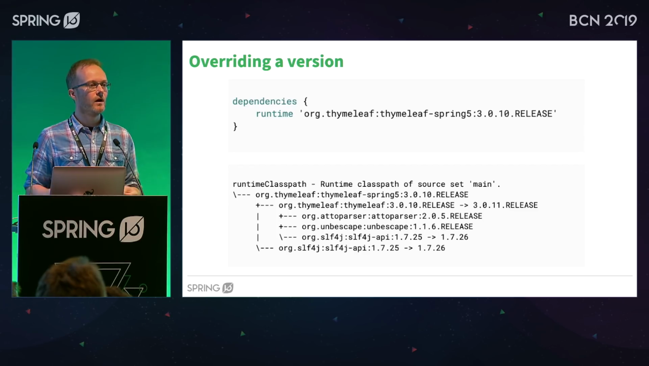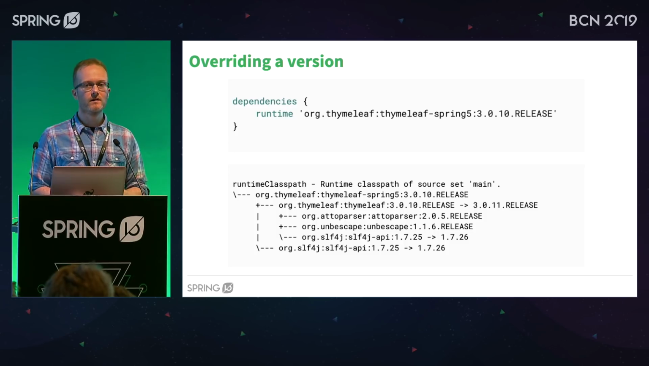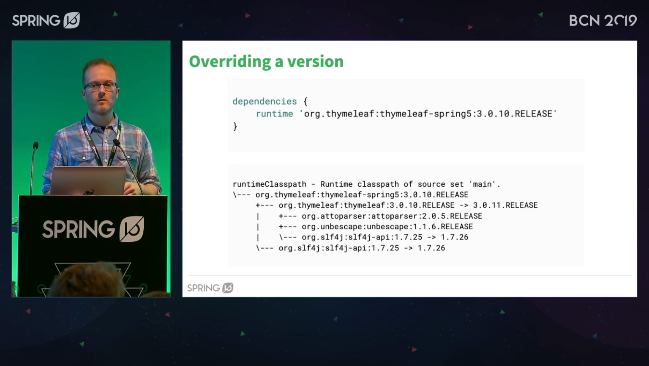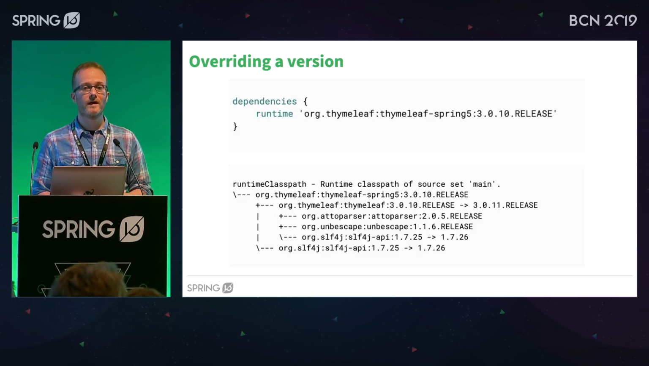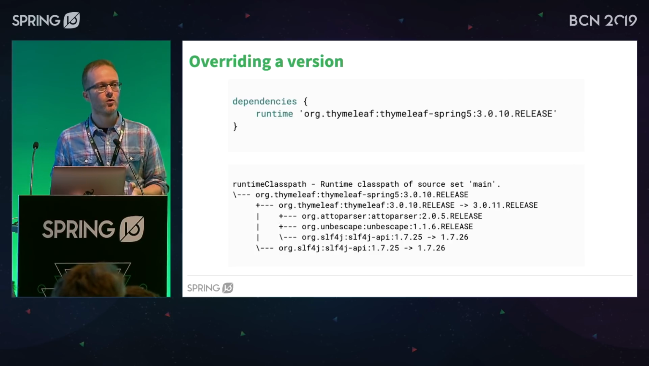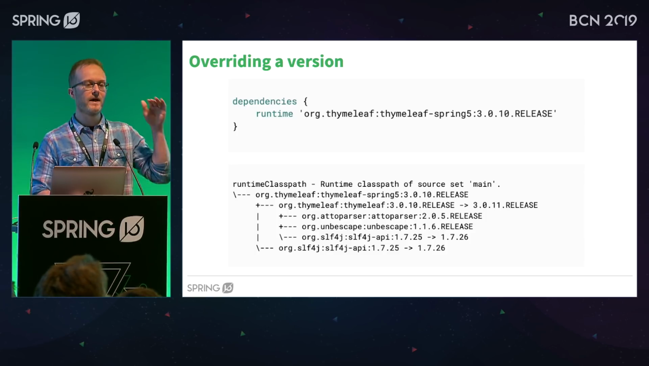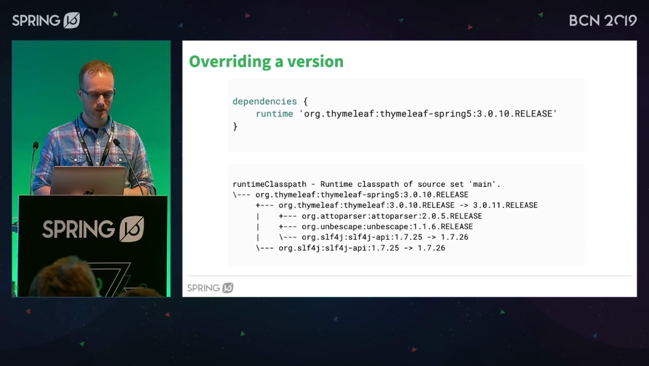So you can override a version, and perhaps the most obvious way to do that is just to add the version to the dependency. So here I've said I'd like to use Thymeleaf Spring 5 3.0.10. And if we look down the bottom, we can see that I have indeed got Thymeleaf Spring 5 3.0.10, but I've also got Thymeleaf's core module at 3.0.11 because the Dependency Management Plugin's opinion is that you should be using 3.0.11. So you've expressed an opinion about the Thymeleaf Spring 5 module, and the Dependency Management Plugin has respected that, but you haven't said anything about the core Thymeleaf module, so the Dependency Management Plugin has clobbered that, so you've now got a mix of 3.0.10 and 3.0.11 in your project.